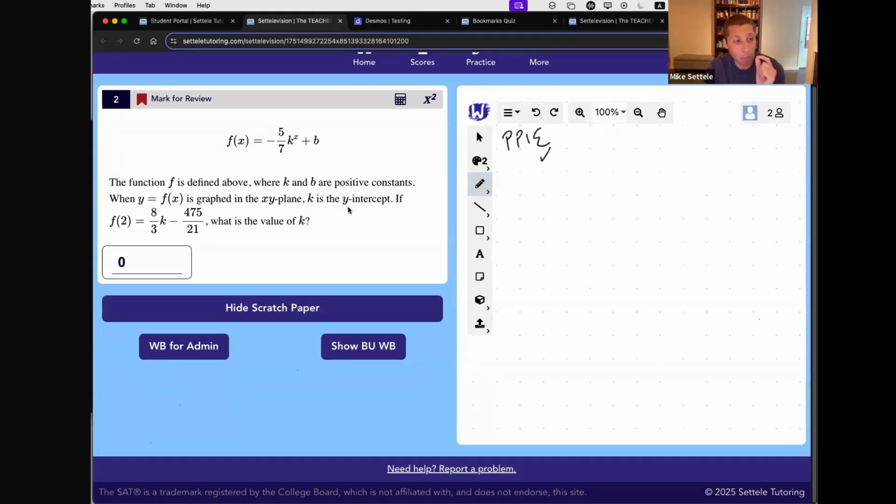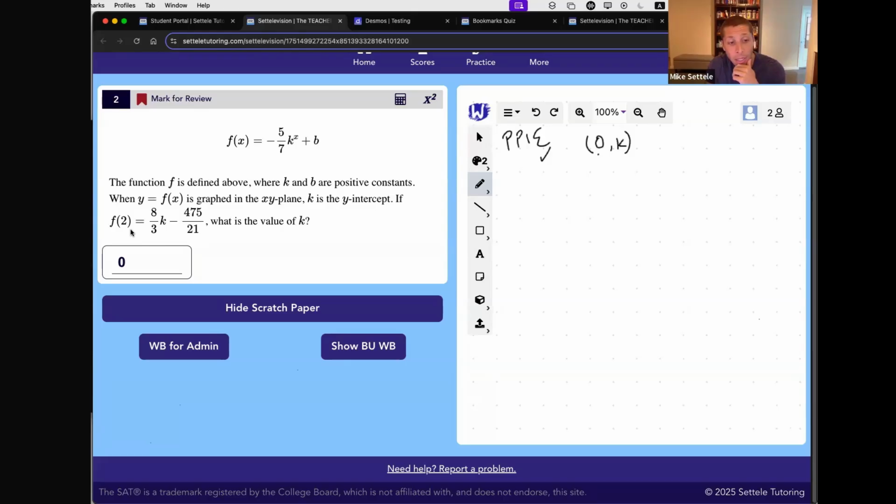A y-intercept, that's a specific point. Every graph or most graphs have a y-intercept. So that's a point, the point (0, k), right? Every y-intercept has an x coordinate of 0. That's really good because 0 is also a nice number. So that's helpful. Plus this other thing here, this is also a point.